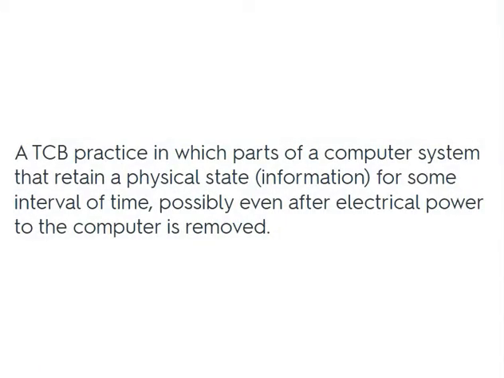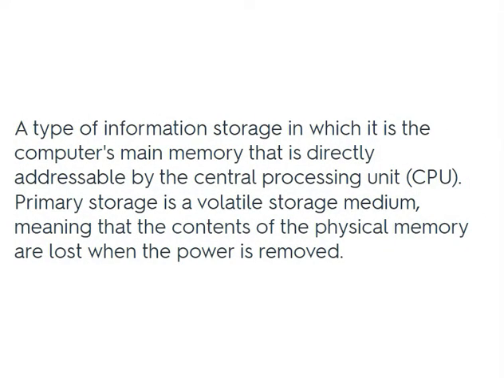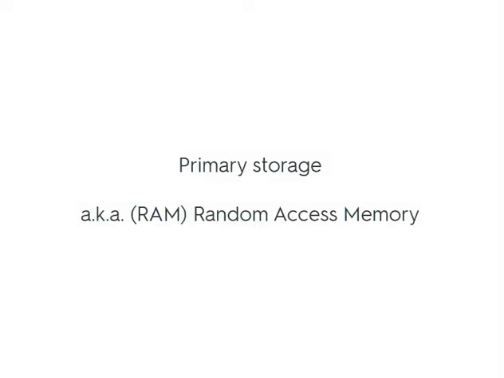A TCB practice in which parts of a computer system retain a physical state for some interval of time, possibly even after electrical power to the computer is removed. Information storage. A type of information storage in which it is the computer's main memory that is directly addressable by the central processing unit. Primary storage is a volatile storage medium, meaning that the contents of the physical memory are lost when the power is removed. Primary storage, aka random access memory.